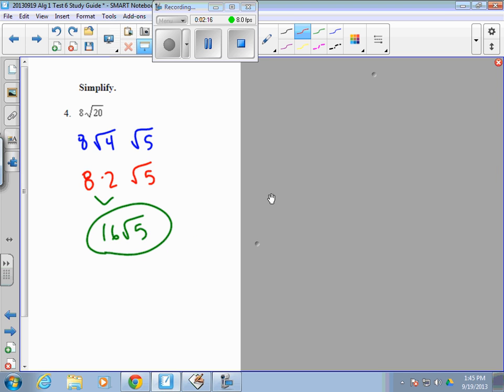8 times the square root of 20. Could break down the perfect square: 4 times the square root of 5. Square root of 4 is 2, so 8 times 2 is 16 times the square root of 5.